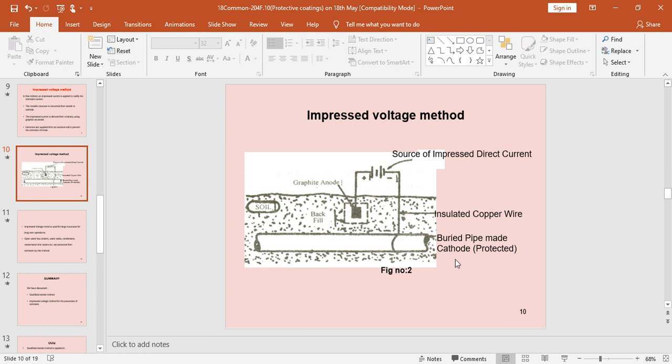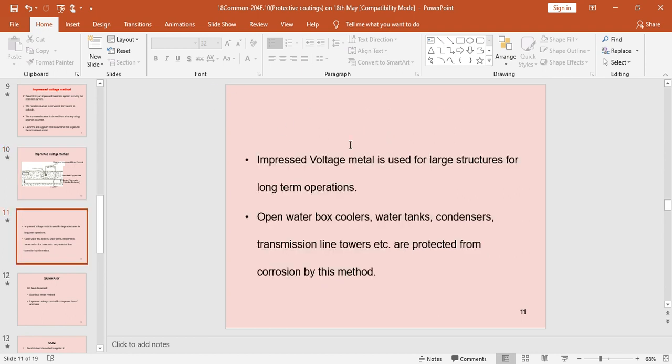Okay, I think you completed this diagram. Now see some explanation regarding the impressed voltage method. The impressed voltage method is used for large structures for long-term operations. So especially it is used for large structures for long-term operations.